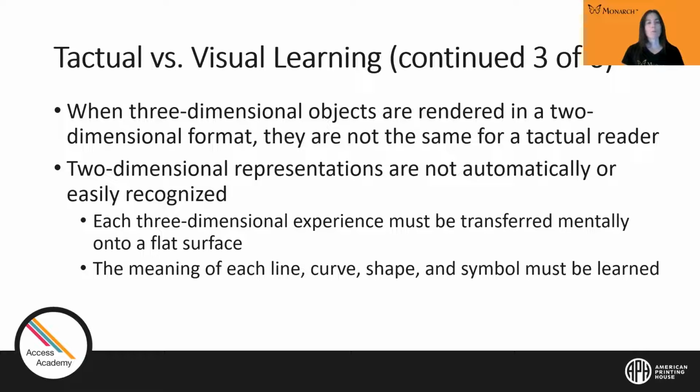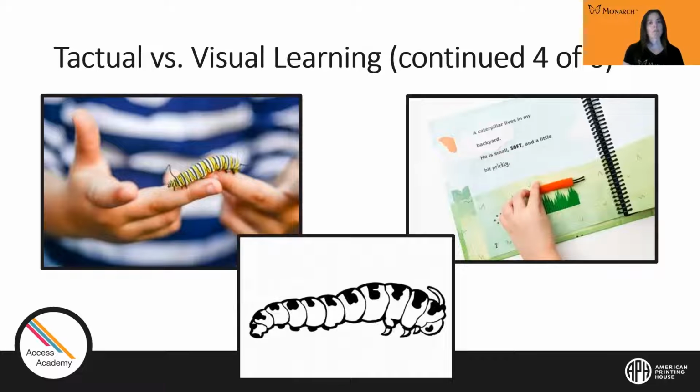So when three-dimensional objects are rendered in a two-dimensional format, they are not the same for our tactual readers, and they're not automatically or easily recognized. They have to take their three-dimensional experiences and transfer them mentally onto a flat surface. And the meaning of all of the lines and curves and shapes and symbols are going to have to be learned and then related to those three-dimensional real experiences.